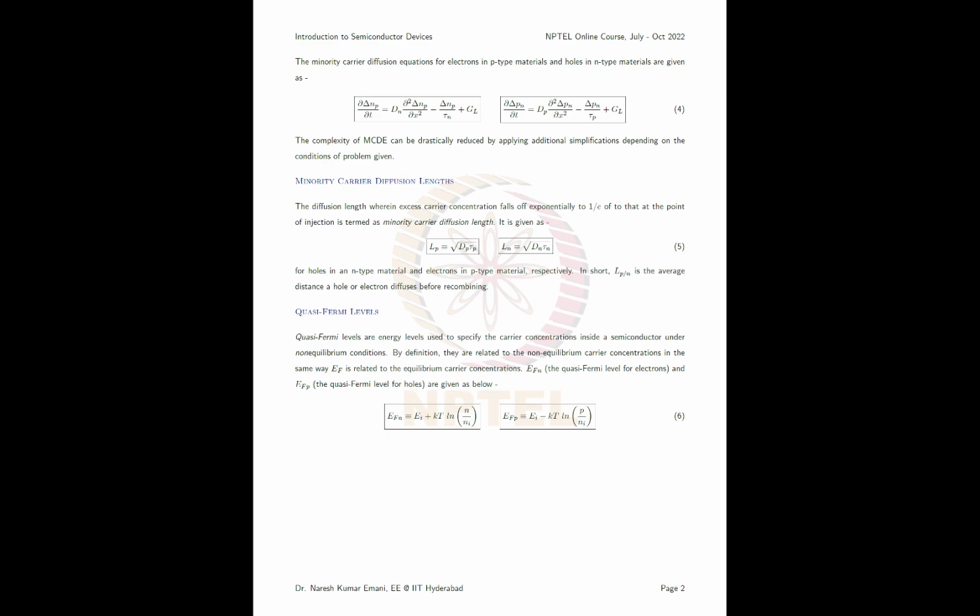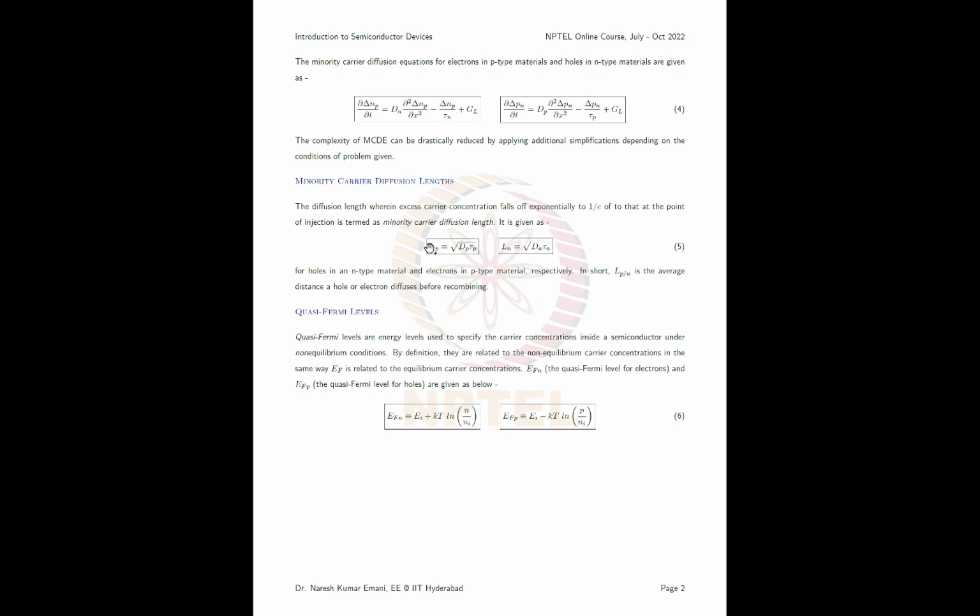But since they are moving through a lattice, they will keep losing energy, and they will stop in the middle. So as the carriers move from point A to point B, the excess carrier concentration is drastically decreasing, and the point at which it becomes 1 by e of the original carrier concentration, that is, the carrier concentration at point A, is called the diffusion length.